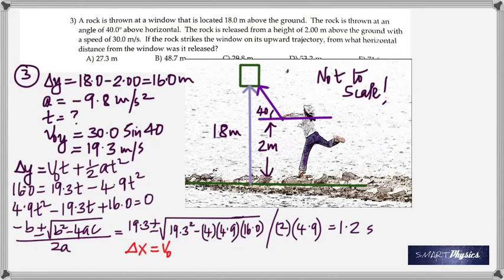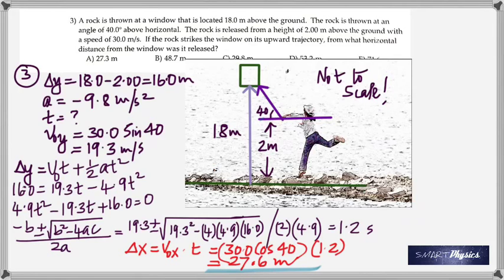What we have to find is the horizontal distance. We know that the horizontal component will never change. It's a constant, and in this case it is 30 cos 40. So delta x is just V0x multiplied by t. So it's 30 cos 40 multiplied by the time, which is 1.2, which will give us the answer as 27.6 meters. That is the horizontal distance from which the rock was thrown.